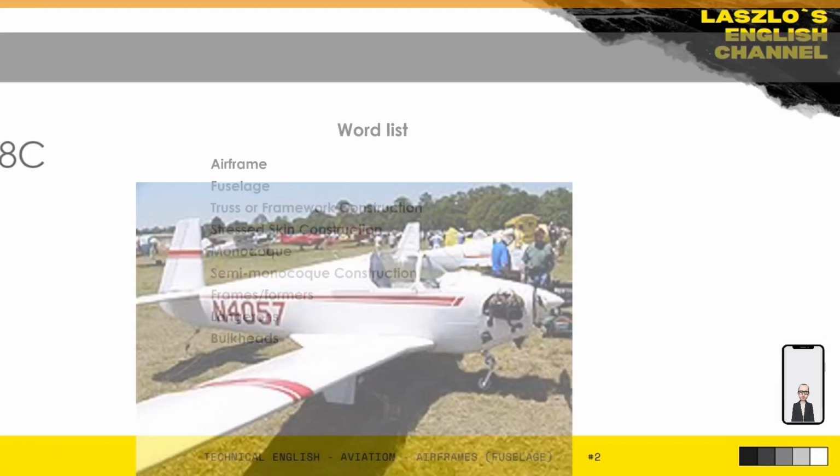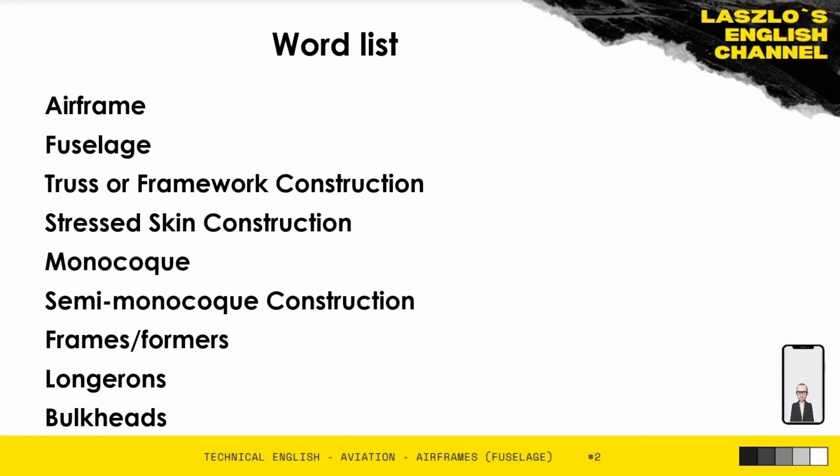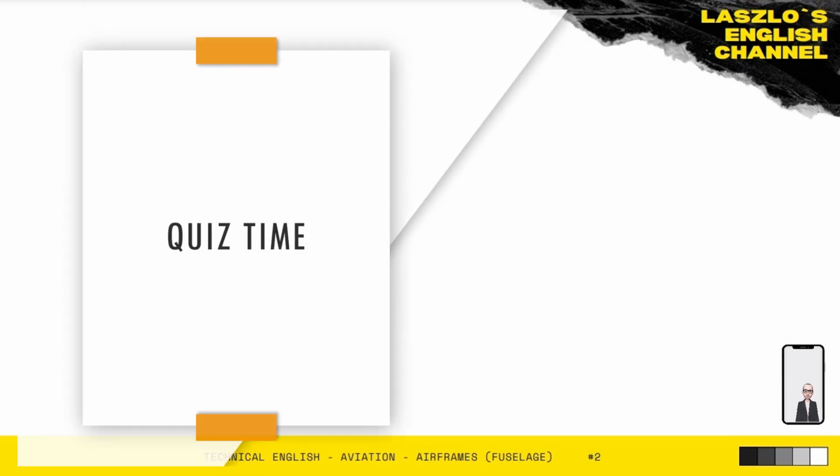Right, a very quick look at our word list. So airframe, fuselage, truss or framework construction, stressed skin construction, monocoque, semi-monocoque construction, frames, formers, longerons and bulkheads. Okay, this is just a quick checklist about the words that we need to be aware of when we are talking about this topic right here.